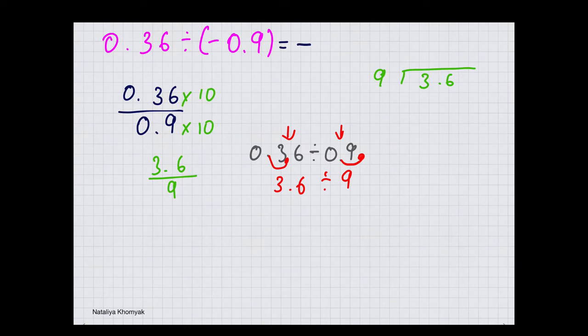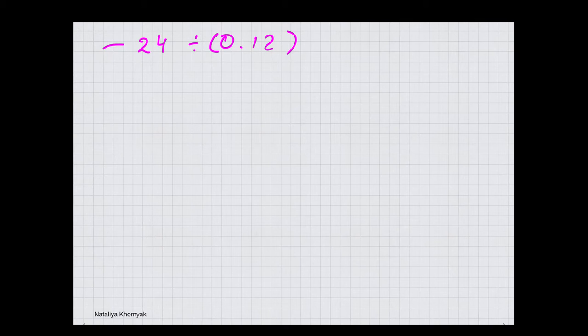9 will go into 3 0 whole times. 9 goes into 36, 4. 4 times 9, 36. And the remainder is 0. So the answer to this problem is negative 0.4. Negative 24 divided by 0.12. Negative divided by a positive, the answer will be negative.